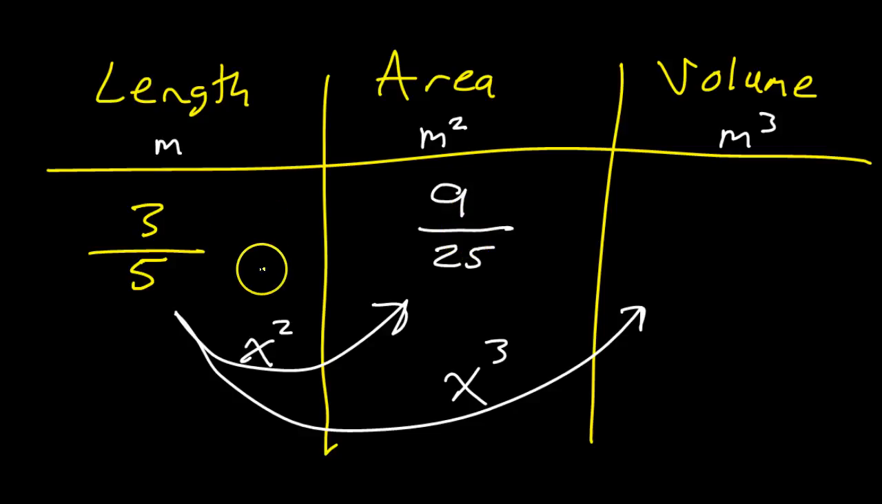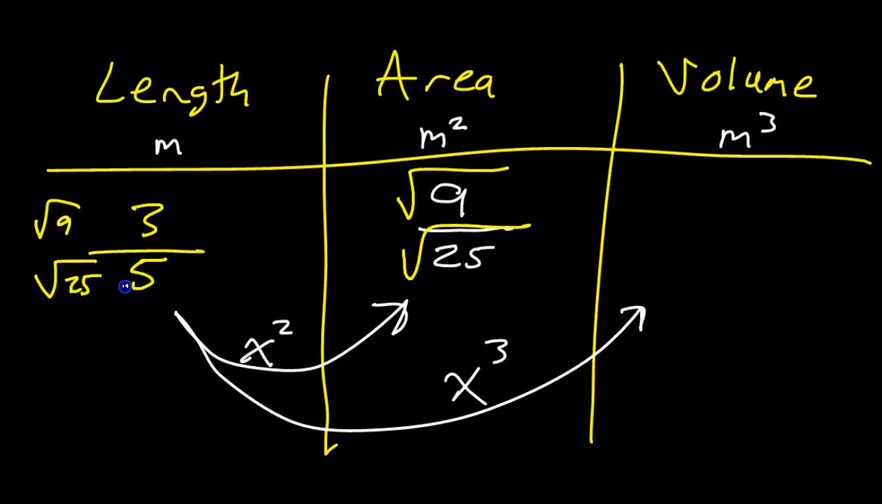And yeah, if it wasn't so obvious, you could think of it as taking the square root of these. Okay? You could think of it as, if we have 9, then we need to do the square root of 9 for length, and the square root of 25. You could think of it that way.